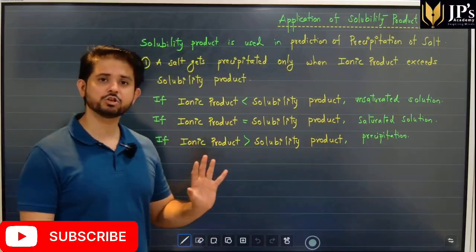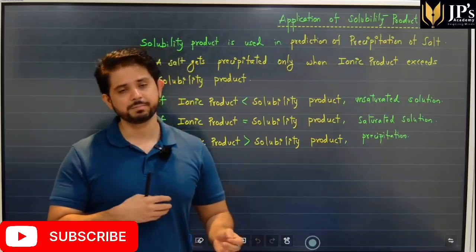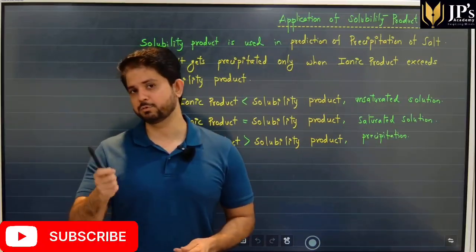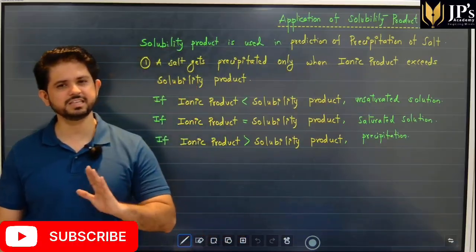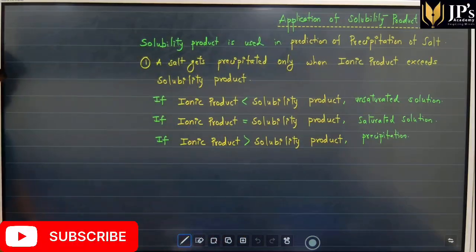We can get questions on these, students. Very common questions come where they will tell you whether precipitation will happen here or not. You have to calculate the ionic product, or on the basis of the solubility product you can easily find where precipitation will happen and where it will not.